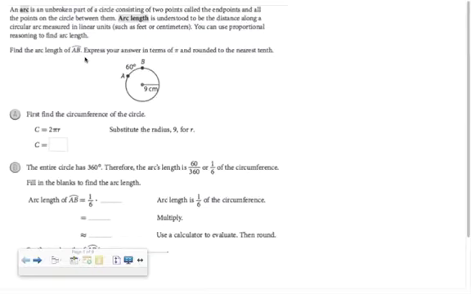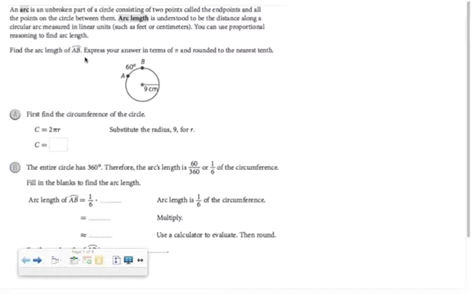In the last module, we looked at arcs, which are parts of a circle, and their relationship with the angles that are intercepting them. Here in this module, since we started to talk about circumference in the last lesson, which is basically the length around the circle, in this lesson we're going to talk about arc length, which you could consider to be the distance along an arc.